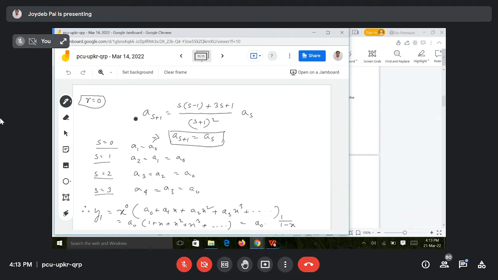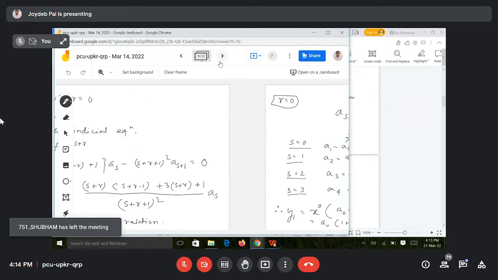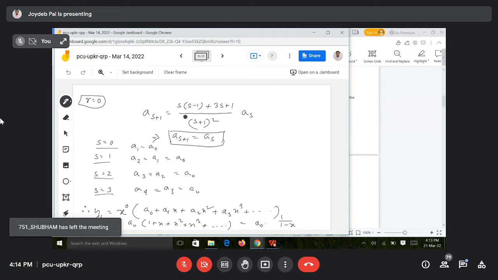So how to get the second solution? That is the question here. Because the second root of the initial equation is the same as the first root, if you put r equal to 0 again, we will get the same solution. So how to get an independent solution? You know that different solutions for an ODE should be independent, right?